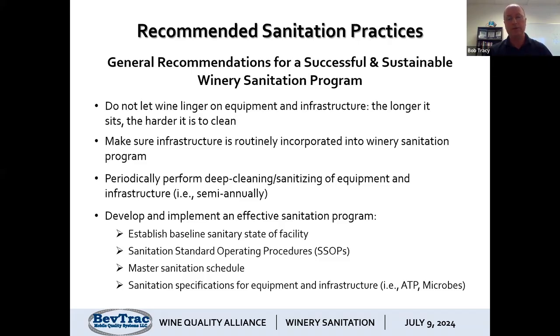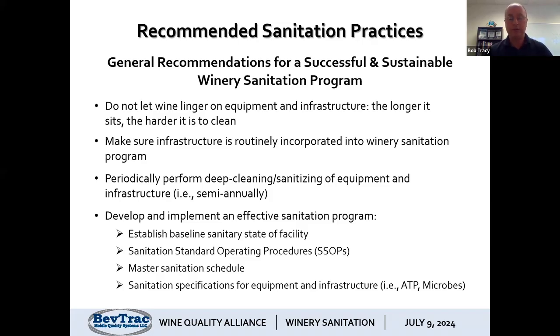The third one here, a master sanitation schedule, is more for a larger winery, which has a lot of equipment and a lot of production areas. Basically this master sanitation schedule tells you when you should do each sanitation activity, what day you should do it, whether you do it daily, weekly, monthly, yearly. But that's more for a larger winery.